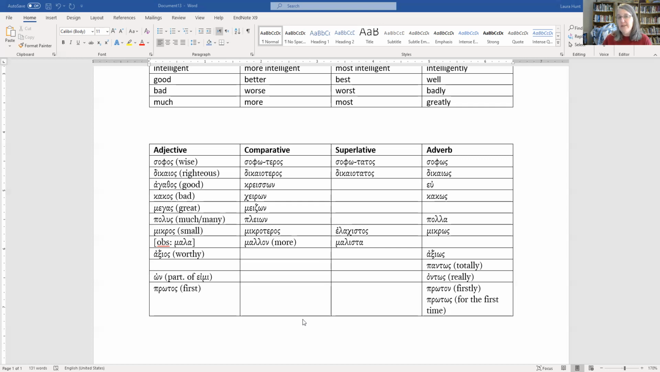Now, the other difficult thing, and this really does cause translation problems sometimes, is that in Greek, the comparative is sometimes used for the superlative. Languages are funny that way.